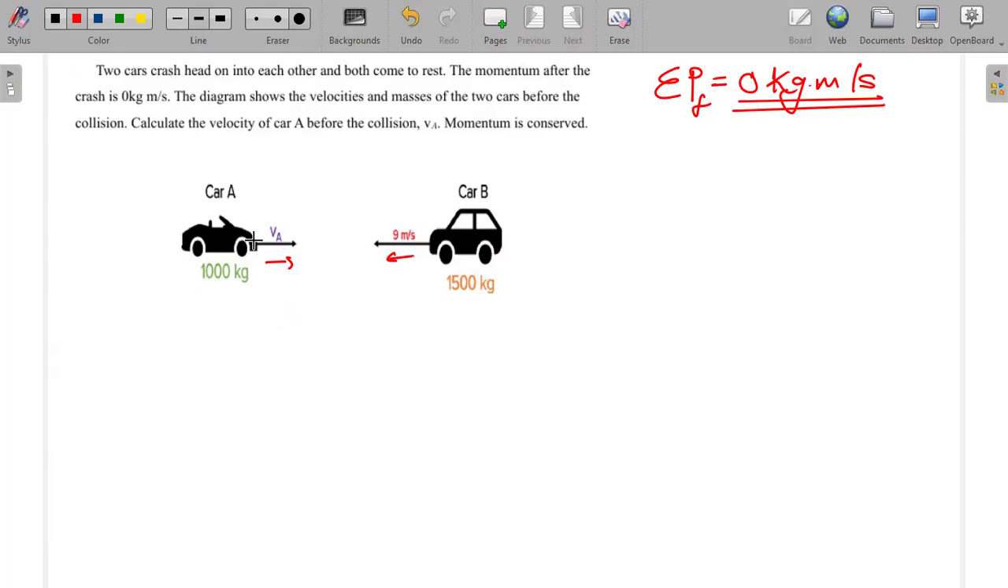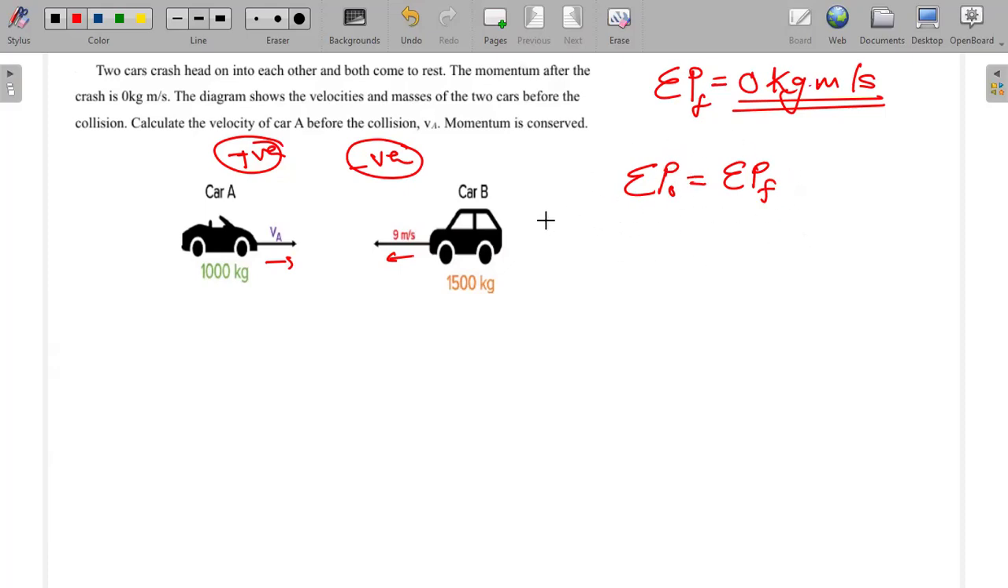Since car A is moving to the right, that means we are going to have this velocity as a positive velocity since it's moving in the positive x direction. Whereas car B is going to have a negative velocity since it's moving in the negative x direction. So this is what we have. So what are we going to say? Using conservation of momentum, the summation of initial momentum should be equal to the summation of final momentum.